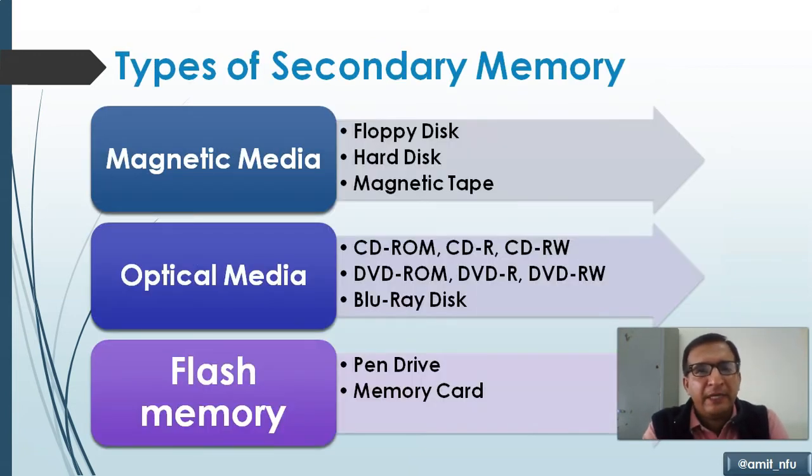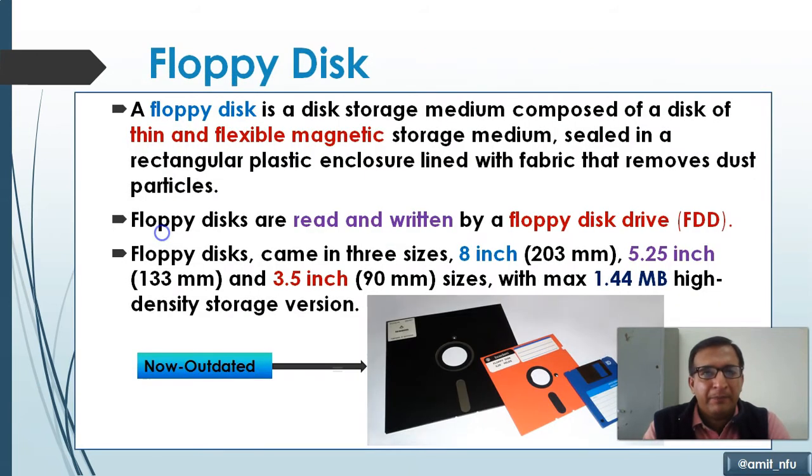And if we talk about the types of secondary memory or storage devices, they can be categorized into three types: magnetic media, optical media and flash memory. In the case of magnetic media, it's the floppy disk, hard disk and magnetic tape. In optical media we'll be talking about CD, DVD or the Blu-ray Disc with various variations, and in the case of flash memory we will be talking about the pen drive and memory card.